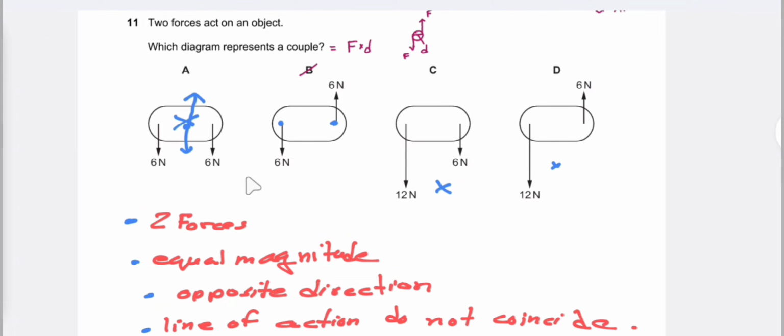So the line of action do not coincide. And the torque of a couple is the product of one of the forces and the distance between the forces, that is the product of one of the forces and the distance between the two forces, that is d. So this is the torque of a couple or the moment of a couple.